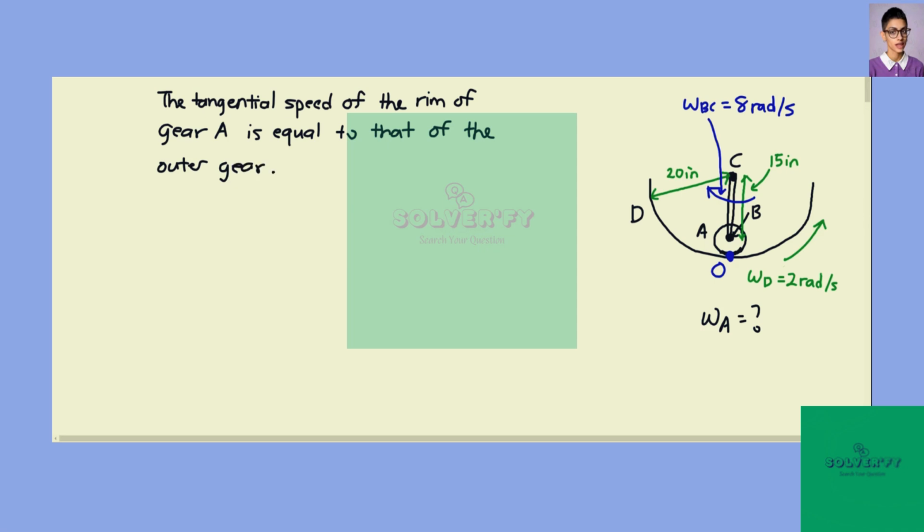Okay, so based on the diagram, we can calculate VO to be equal to omega D cross RCD. For point O it's just a simple R omega, or omega times R, which is 20 inch times 2, meaning omega D.